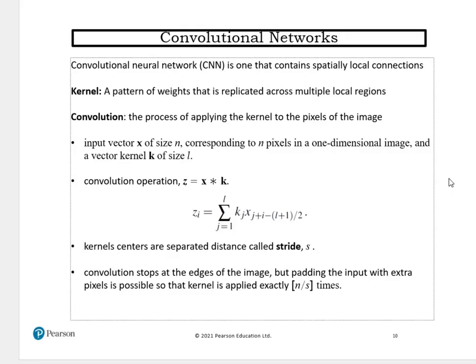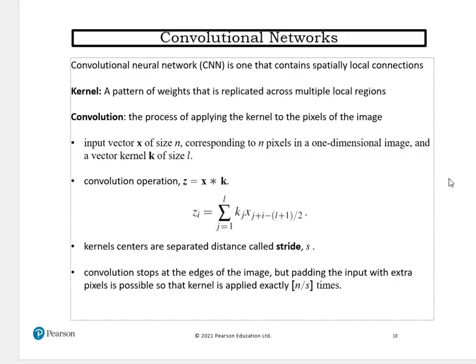Kernels and convolutions can be looked at in one dimension, where they're easy to understand. So let's assume, for example, that the input vector x is of size n, corresponding to n pixels in a one-dimensional image, and the vector kernel k is of size L. Let's say for now that L is an odd number, just to make things easier.